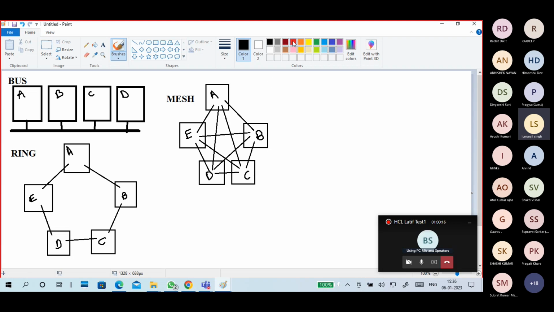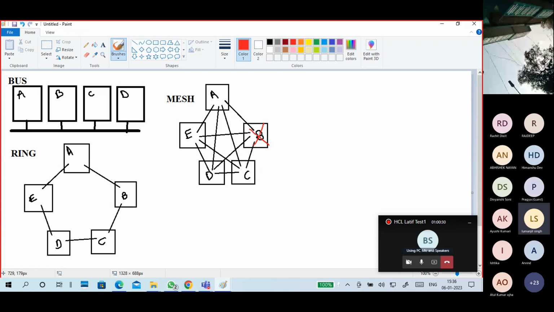What is the meaning of redundant, guys? If PC B is down, no problem. A, C, D, E will communicate with each other. B is not communicating. That's it.